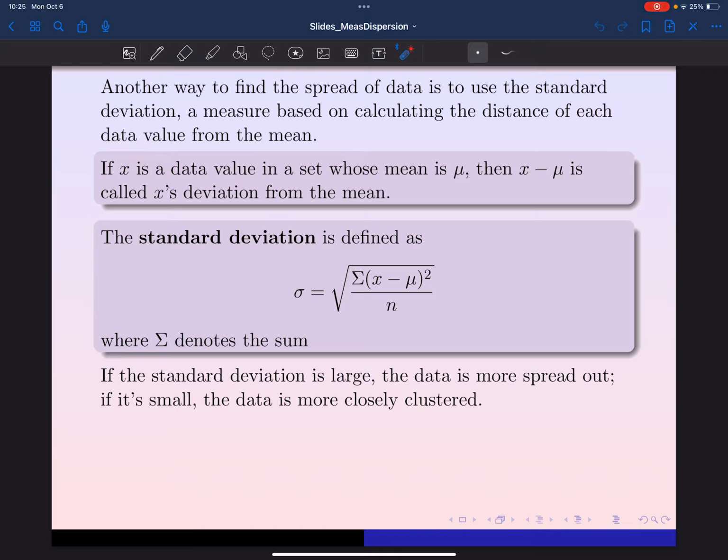Now, for the standard deviation, we square those values and then add them. Sigma denotes the summation, this adds them, and then we divide by the number of values. We will see an example. Now, if the standard deviation is large, then the data is more spread out. If the standard deviation is small, then the data is closer together, clustered together.